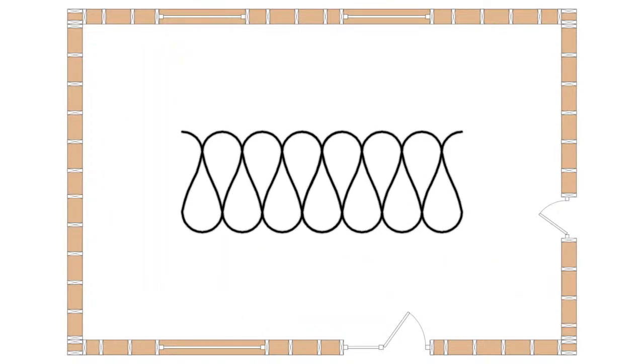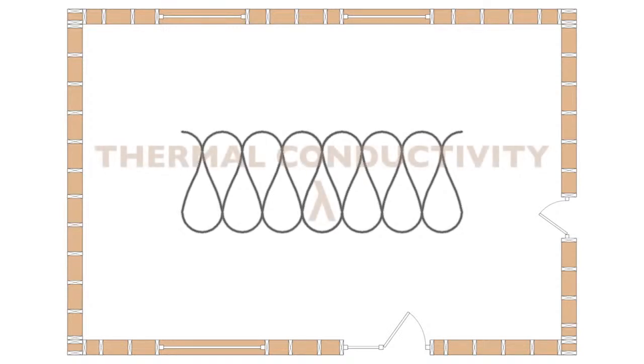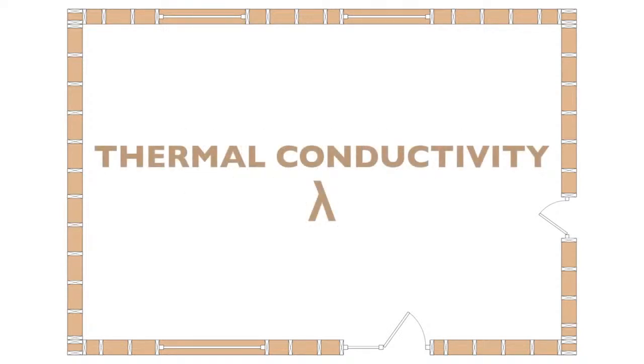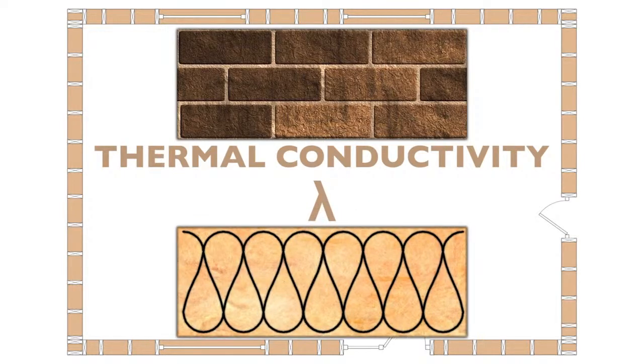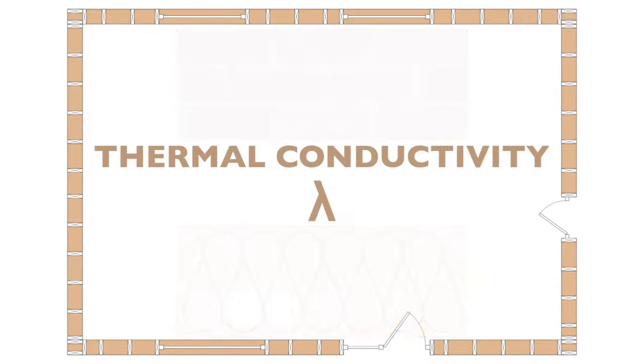We also have to consider that not all materials insulate equally well, and to define that, we use a value called the thermal conductivity, or lambda value. The lower this value is, the less able it is to conduct heat flow, so the better it will work as insulation. Typical building materials like bricks or metal have a high thermal conductivity, while insulation materials like mineral wool or rigid foams have a far lower conductivity.